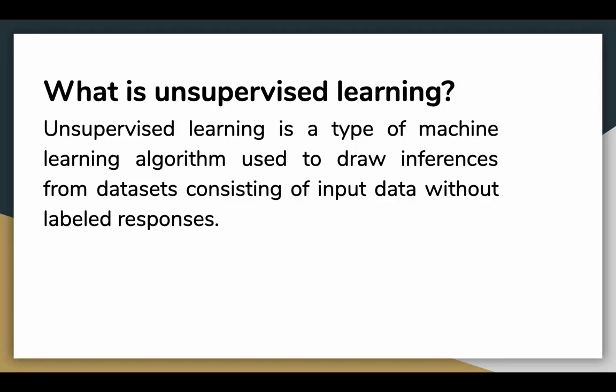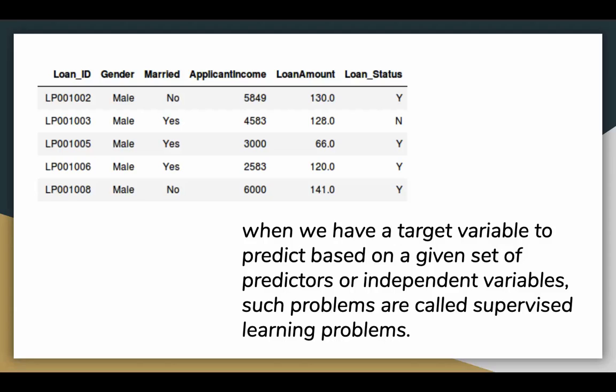Unsupervised learning is a type of machine learning algorithm used to draw inferences from datasets consisting of input data without labeled responses. To understand all of this, let's see how a supervised algorithm works first. We have a labeled dataset with the output or target variable. In this particular example, the task is to predict whether a loan will be approved or not. As we have all the data labeled with appropriate targets, we call it supervised learning.